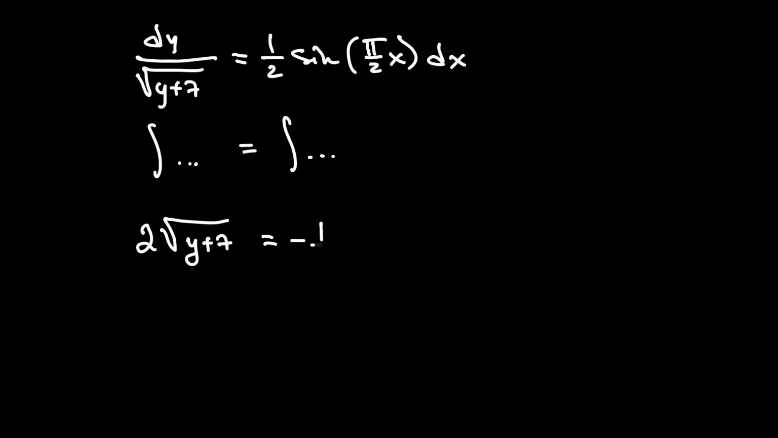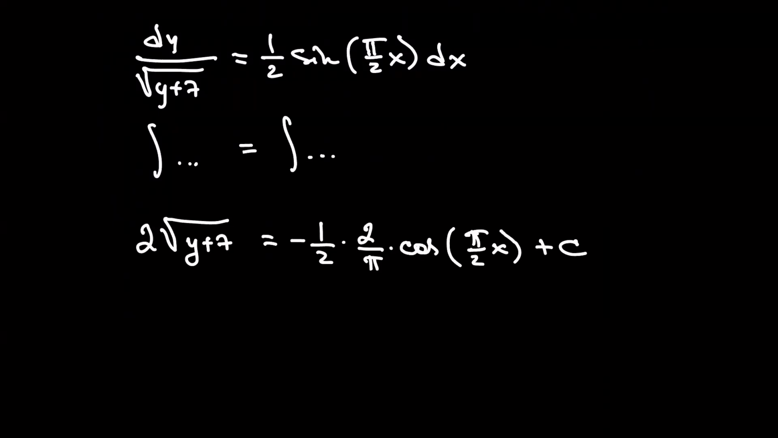negative 1/2 times the integral of sine pi over 2 x, which will be 2 over pi times cosine pi over 2 x plus some constant. They are equal up to a constant.